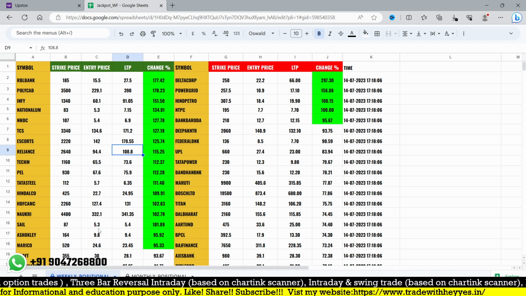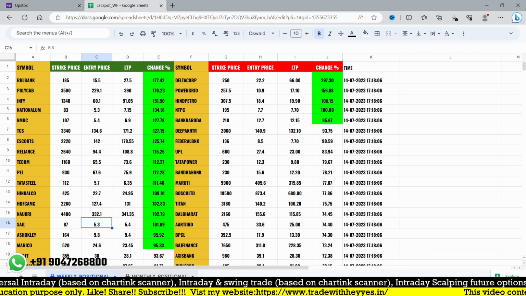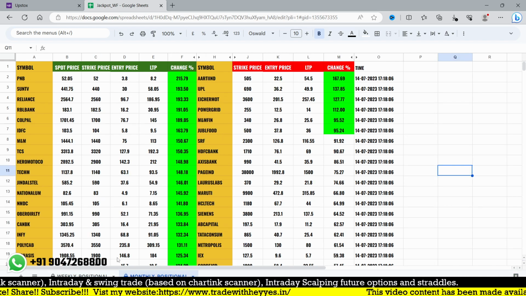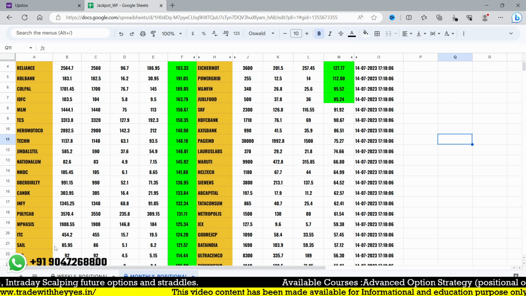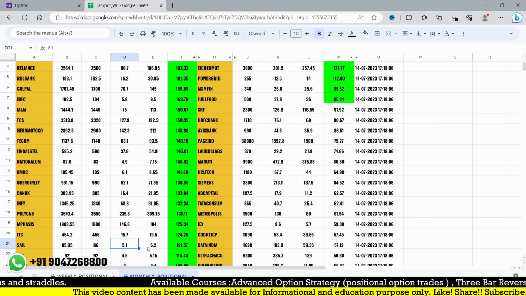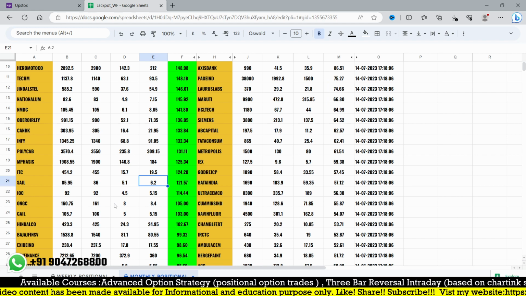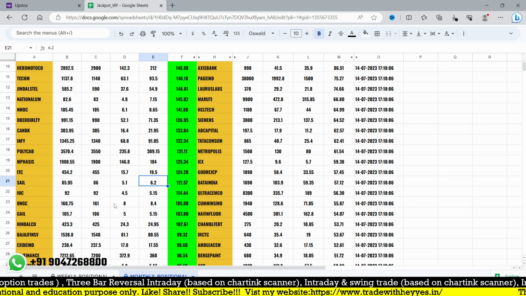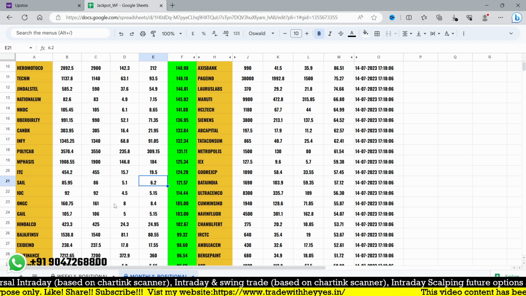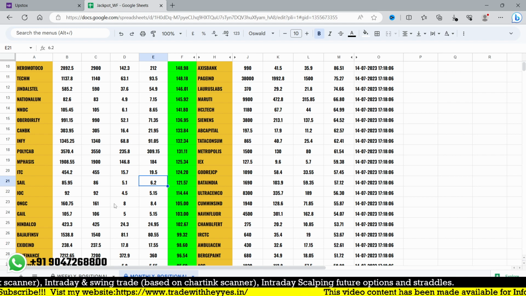And SAIL, we found at 5.3, and in monthly positional, one of my students is holding SAIL, and that was now in profit, I think. In monthly positional SAIL, yeah, it was 5.1, and now it is trading around 6.2. So in weekly, I don't suggest you take all the trades to get the benefit. One or two trades may hit stop loss also, because it is a market.